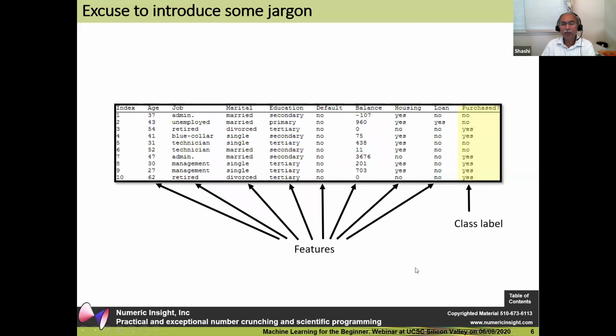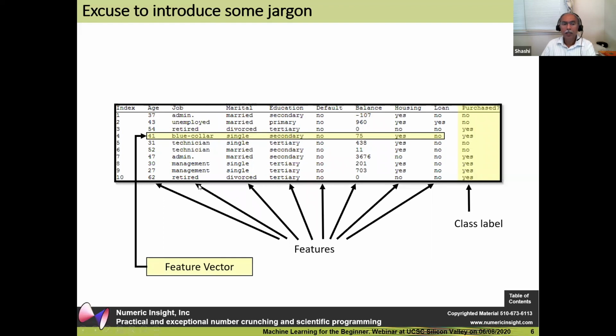These are features. And if you take a look at any single customer, okay, so this set of attributes or set of features, if you consider it in the correct order, the order that is given here, that's called a feature vector. Okay.